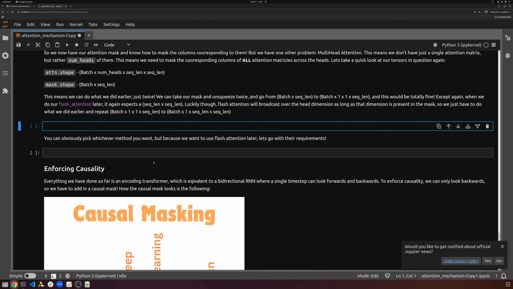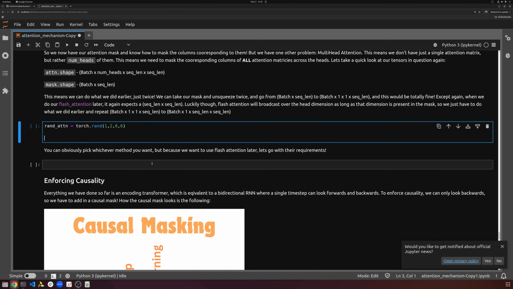So we're going to expand this out a little. We're going to do rand attention, which is going to be torch.rand, with a batch size of 1, just to keep it simple. But we're going to do 2 heads of attention and then a 6 by 6, right? So each head of attention is now a 6 by 6.